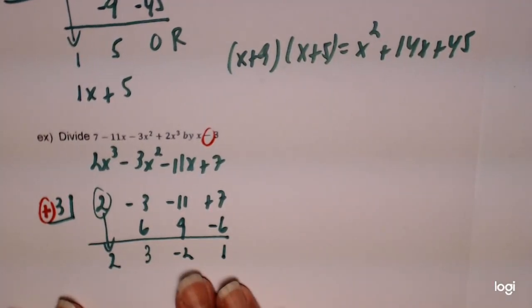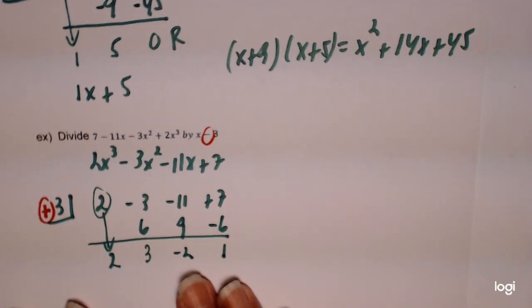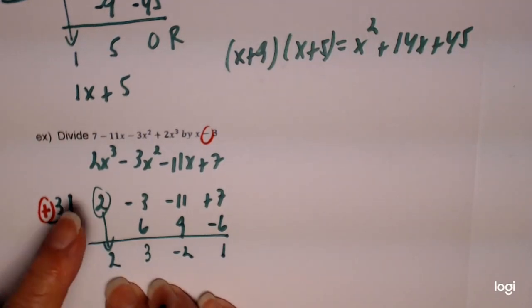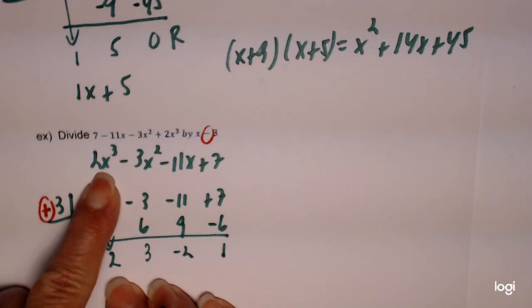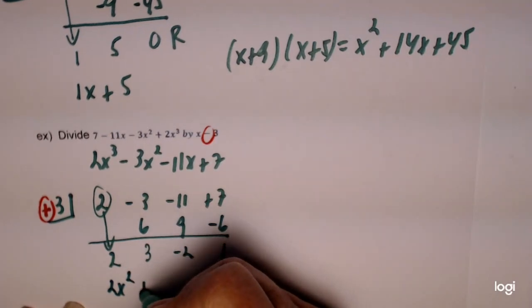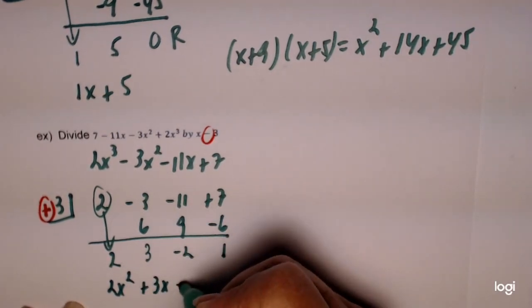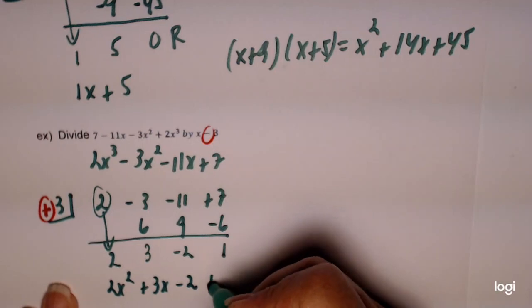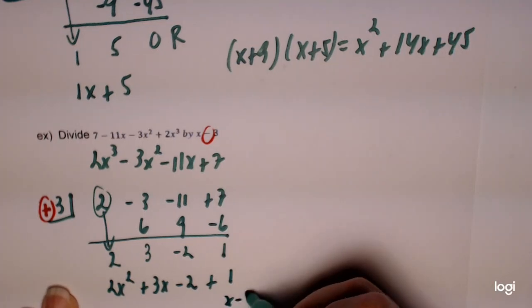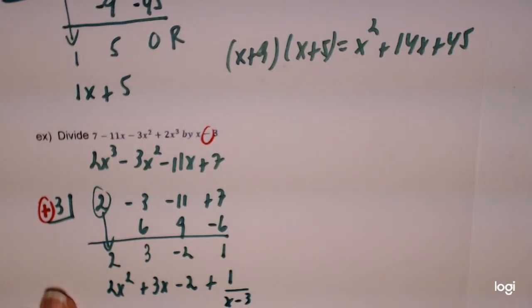This is our answer. Again, we've stripped away the variables to do the division, so now we have to put them back in. Looking at our dividend, we started with an x cubed. We go down one, x squared. So this would be 2x squared plus 3x minus 2. And now this 1 is the remainder, so I'm just going to write it as a fraction.